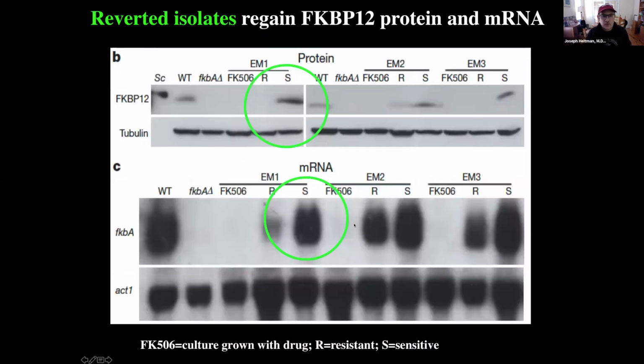Now, interestingly, when these epimutants revert to become drug sensitive, the expression of FKBP12 is restored at both the protein level and at the mRNA level. So they can become drug resistant, they shut off expression of the key drug target, and then when they revert, magically it comes back on.